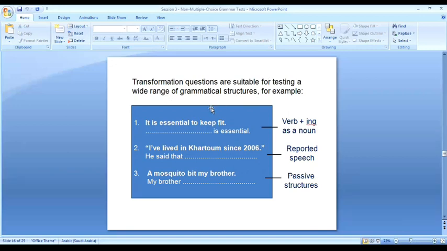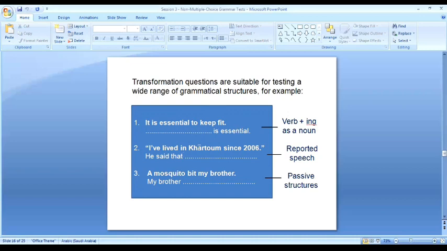For example, it is essential to keep fit, dash, dash, dash is essential. And this is verb plus ing, should be a gerund. We can say, keeping fit is essential. Here it is essential to keep fit. It becomes keeping fit is essential.